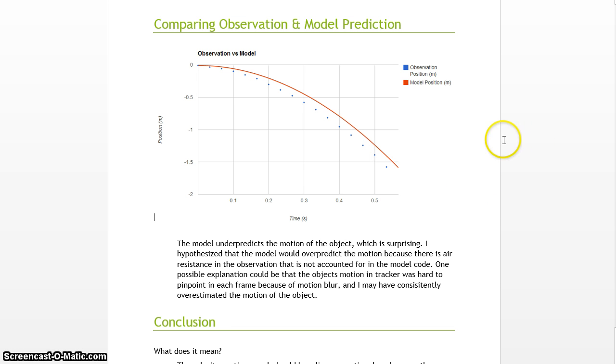But once I looked at this, I decided not to add in the drag force because it already underpredicted the motion. One possible explanation could be that the object motion in Tracker was hard to pinpoint in each frame because of the motion blur, and I may have consistently overestimated the motion of the object.